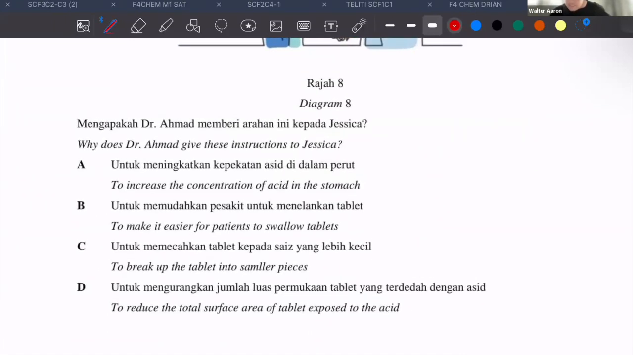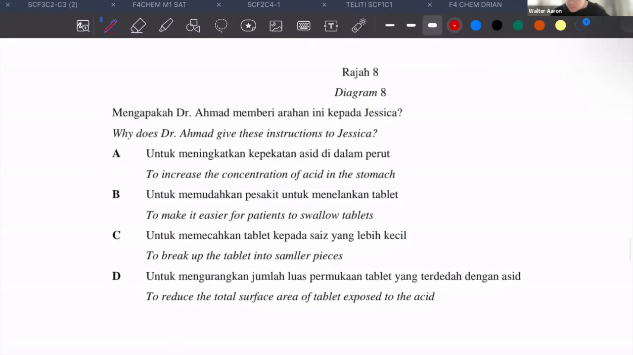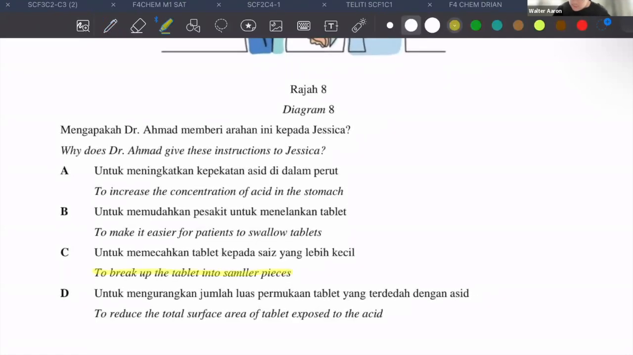And the best answer here is C, to break up the tablet into smaller pieces. It says "sampler pieces", but it's just a typo, it's supposed to be smaller. Break up the tablet into smaller pieces, that's the idea. That does increase the surface area to react with the acid.